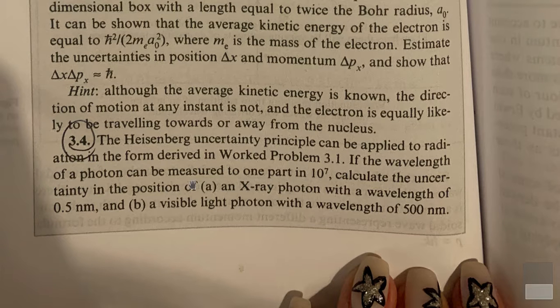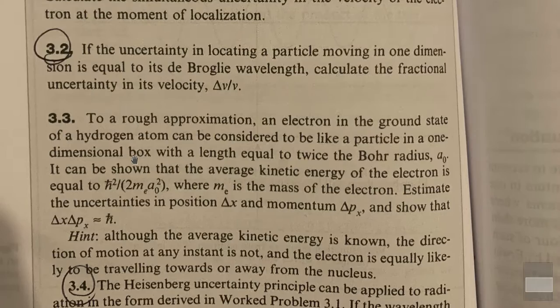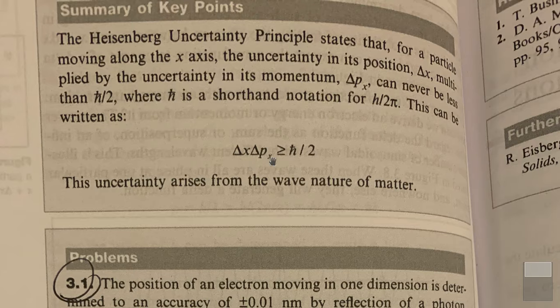The wavelength uncertainty is 1 part in 10 billion, and we want to calculate the uncertainty in position if the wavelength is 0.5 nanometers. To do that, we're going to use this inequality here, the Heisenberg uncertainty principle. The uncertainty in position is the delta x. Using the wavelength, we're going to find the delta p.